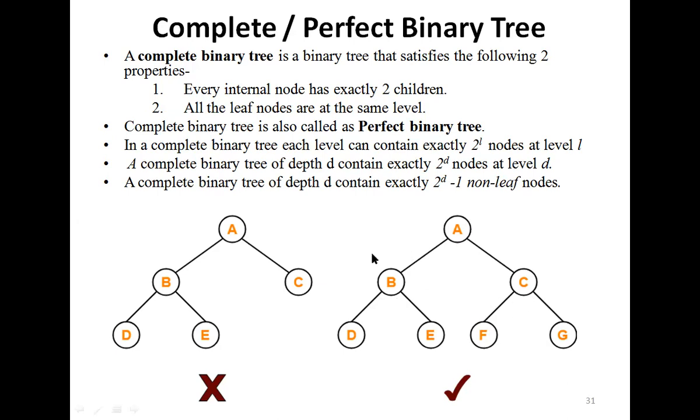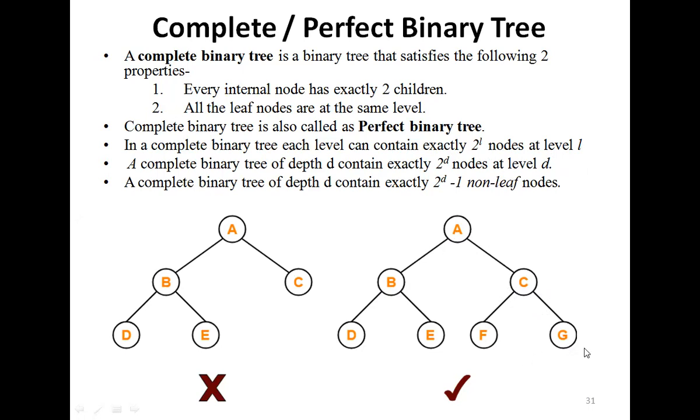Yes, sir. Okay, so complete binary tree also known as perfect binary tree. In a complete binary tree, each level can contain exactly 2 to the power L nodes at level L. You take any level. This is level 0, level 1, level 2. So at each level, there will be exactly 2 to the power L number of nodes. So you take this level, level 0. So 2 to the 0 is 1, so 1 node is there. You take level 1, so 2 to the power 1 is 2. So here 2 nodes are there. You take this level, level 2. Okay. So here 2 to the power 2, so 4 nodes are there.